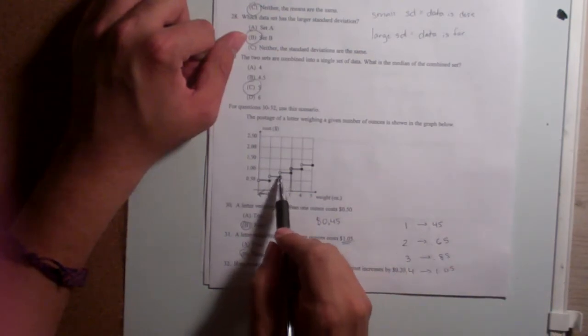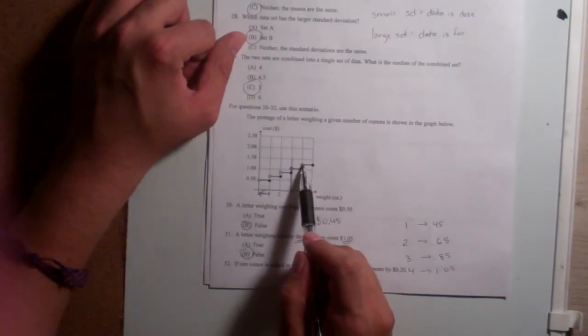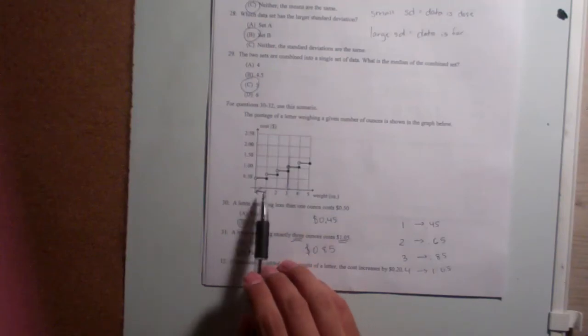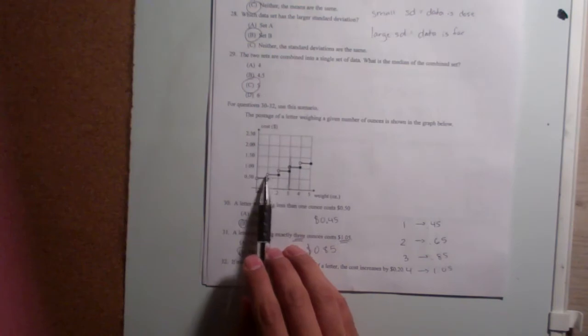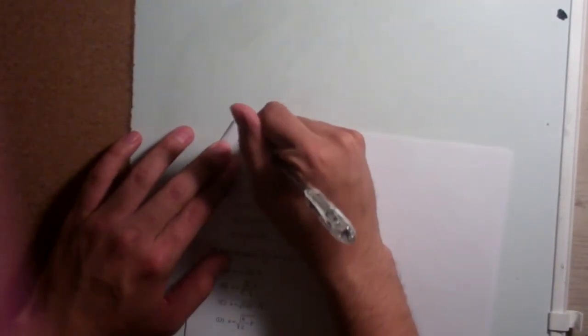We kind of get the idea here, right? It is a little bit above $1. That's probably $1.05, and then this next one is $1.25. So it looks like for every 1 ounce increase in weight, the price is increasing by 20 cents. So this is a true statement, meaning A is our answer for number 32.